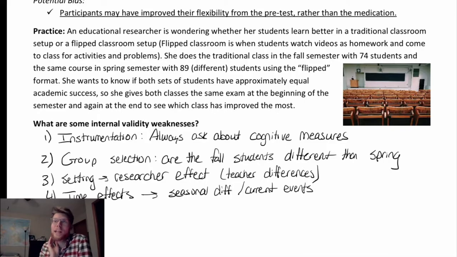Seniors who are getting lazy and want to just graduate in spring semester, totally a thing that could affect class progress. So it's a question to ask. It doesn't necessarily mean it's definitely confounding, but it's something that we want to ask about.